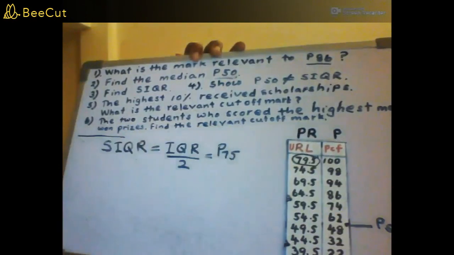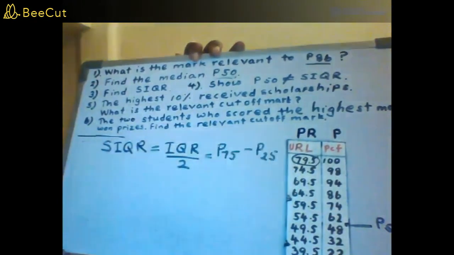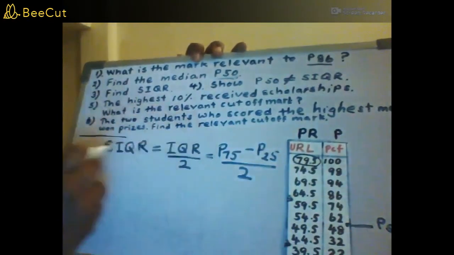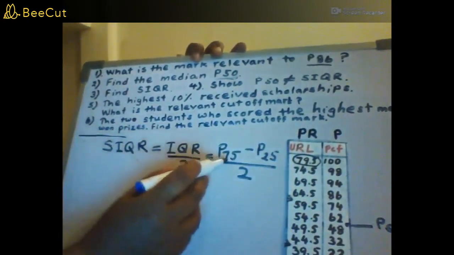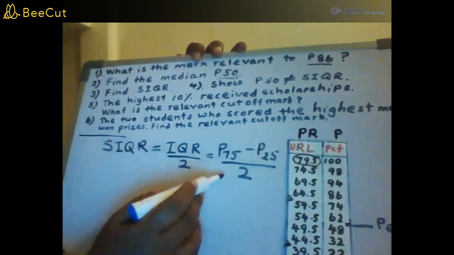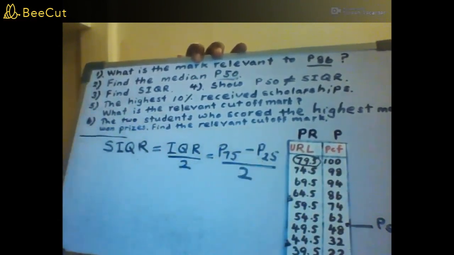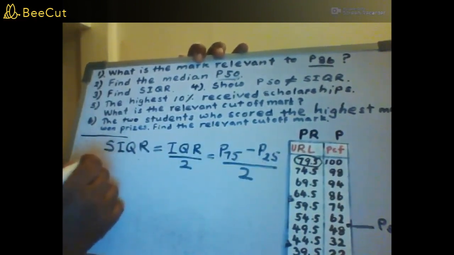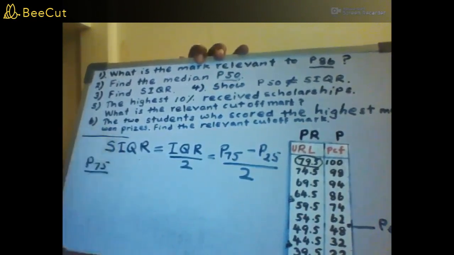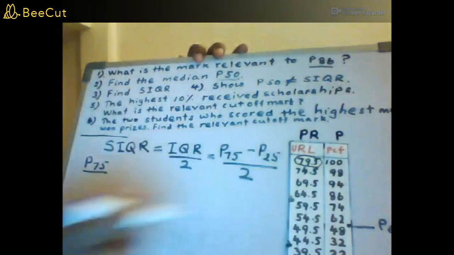Interquartile range means P75 minus P25, divided by 2. That is SIQR. P75 minus P25 divided by 2. Right? So what do you have to find now? P75 and P25. First we calculate P75. So we have to go to the P column and find where 75 is.